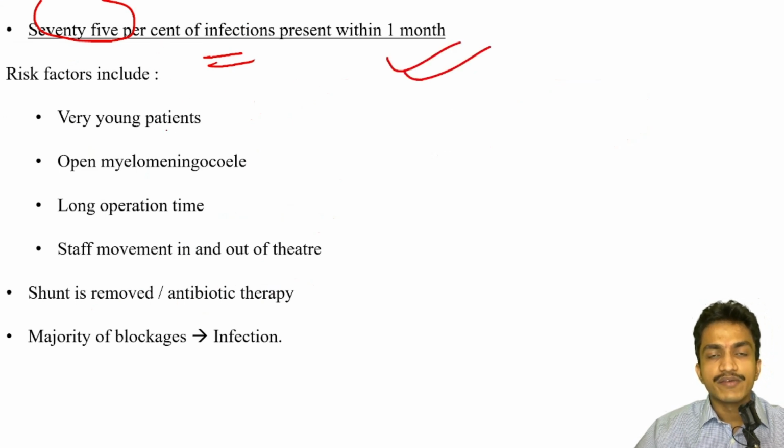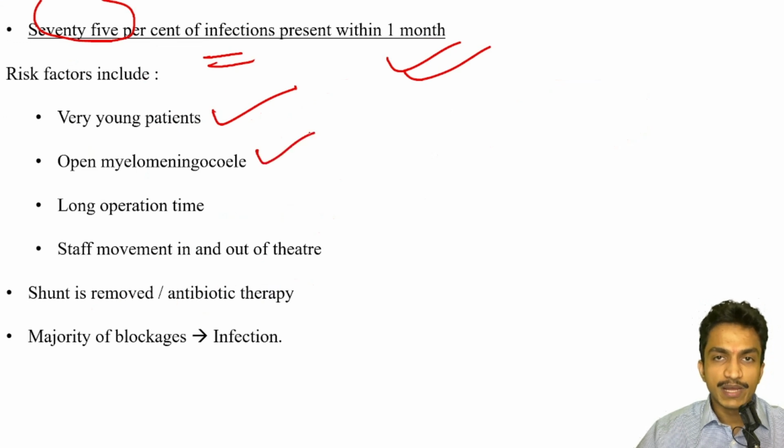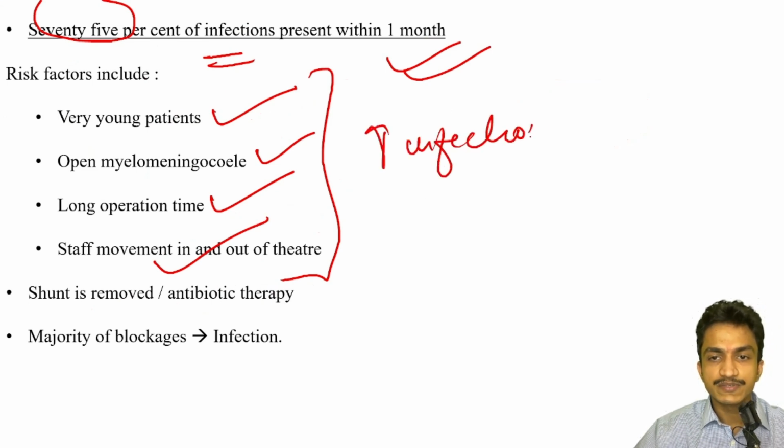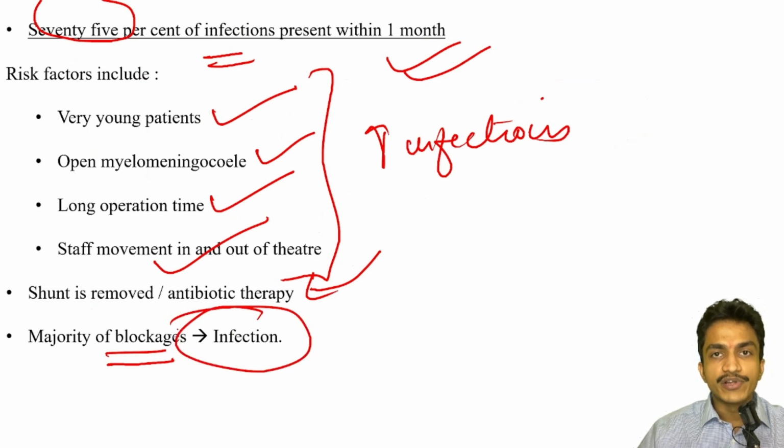Risk factors are if the patient is very young, there is an open myelomeningocele, the operative time has been longer, or there is staph exposure, which again increases the exposure to microorganisms, so there is increased risk of infection in all these cases. In these cases, we remove the shunt and give antibiotic therapy, and as I told you, the majority of blockages occur due to infection. After the antibiotic has been given and the infection has been cleared, we can reinsert the shunt.